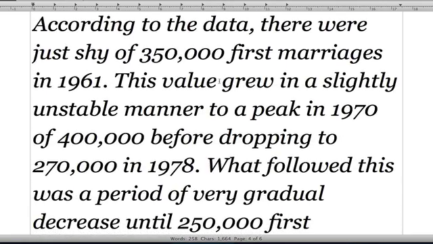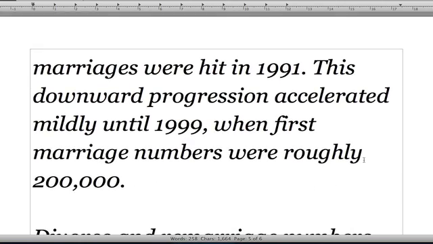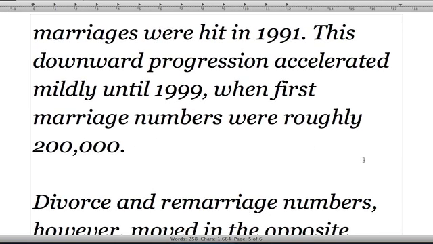According to the data, there were just shy of 350,000 first marriages in 1961. This value grew in a slightly unstable manner to a peak in 1970 of 400,000 before dropping to 270,000 in 1978. What followed this was a period of very gradual decrease until 250,000 first marriages were hit in 1991. This downward progression accelerated mildly until 1999, when first marriage numbers were roughly 200,000.